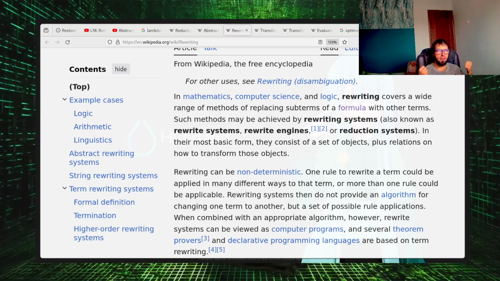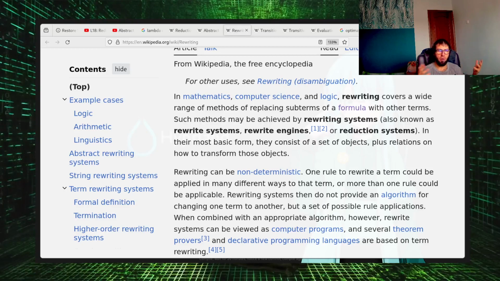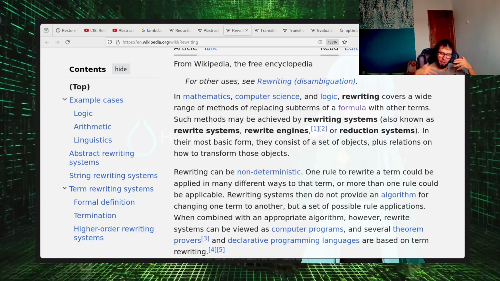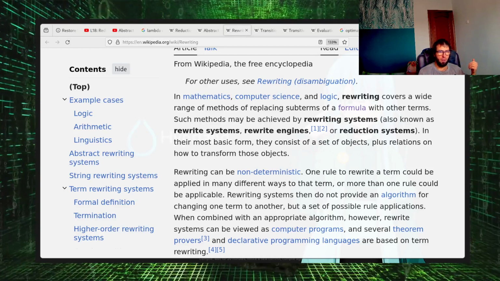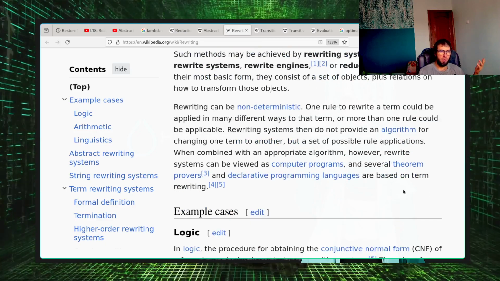The rewriting system does not provide the algorithm for how to change one term to another. It just provides some rules. But if we add this algorithm into the rewriting system, we will receive a programming language, for example, such as Haskell. It has a rewriting engine. It rewrites some terms with other terms with a certain reduction strategy, and it can be viewed as computer programs or theorem provers or declarative programming languages.